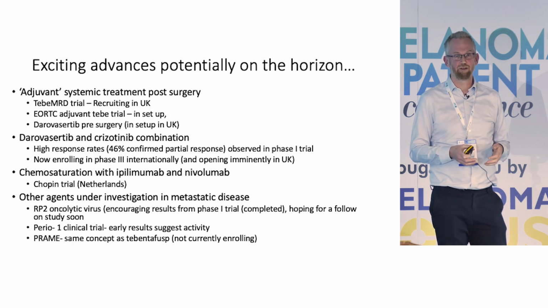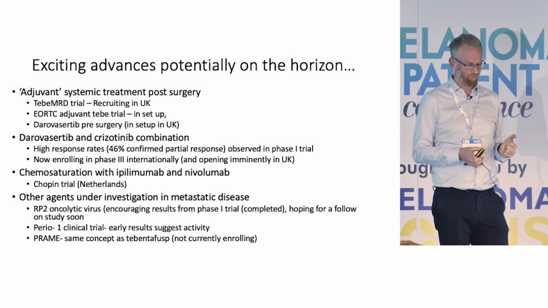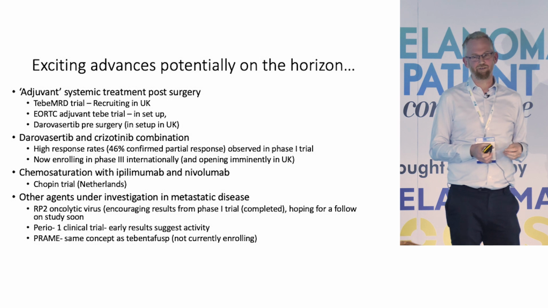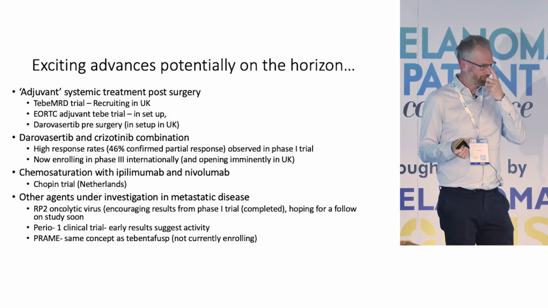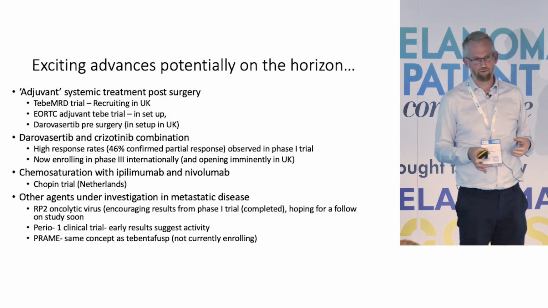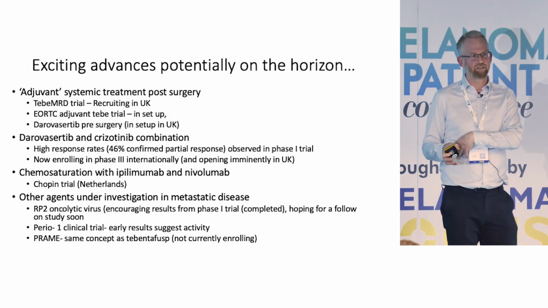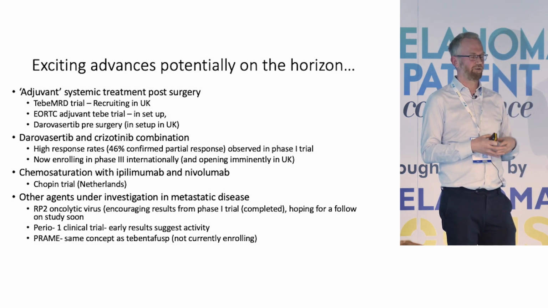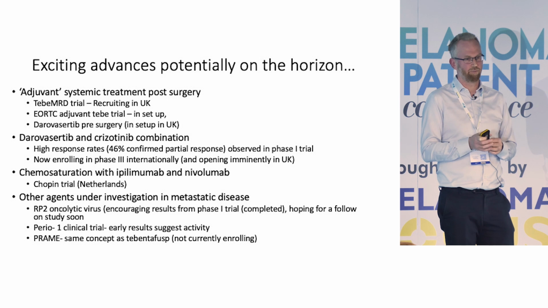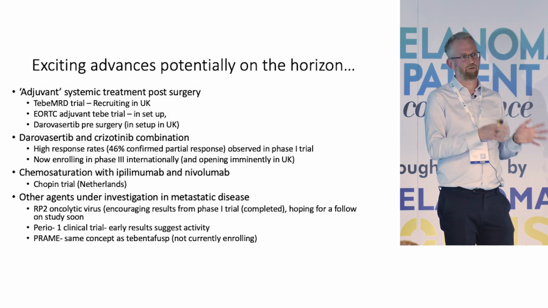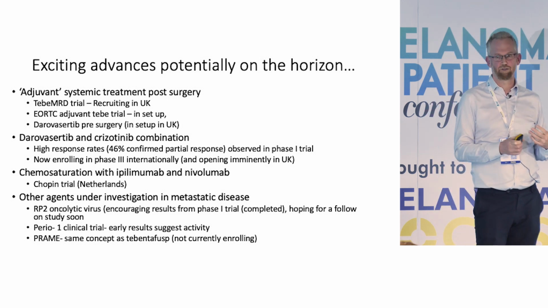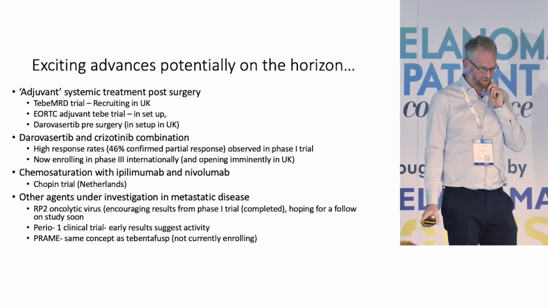Chemosaturation has then also been looked at in combination with ipilimumab and nivolumab in the Chopin study in the Netherlands. And we've also got other agents that are just coming through. So one of the studies I've been quite intensely involved in is RP2, another oncolytic virus like RP1, injected into the liver lesions themselves. And we've seen really nice responses. So not only killing the cancer into which it's injected, but also then stimulating an immune response in the other tumors. That was a phase 1, so we now have early results from that the company is sufficiently interested in to consider further, we hope, and we'll wait to hear from them.